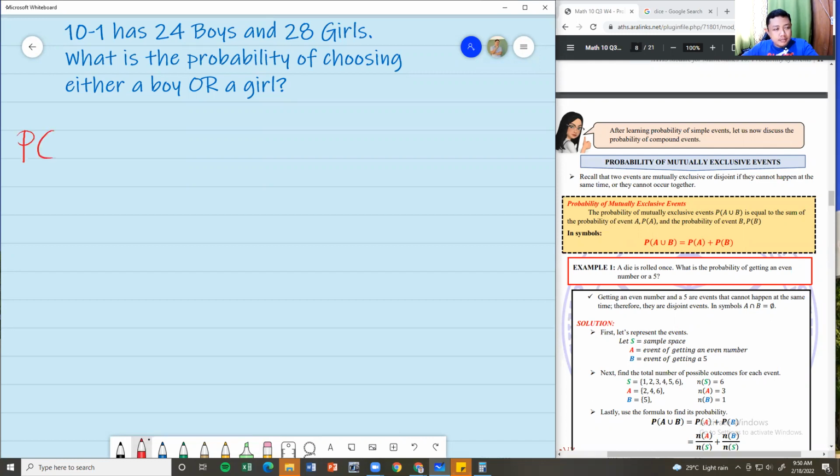Of course, you need to get the probability of getting a boy and the probability of getting a girl. And after that, you need to get the probability of the union of the boys and the girls.